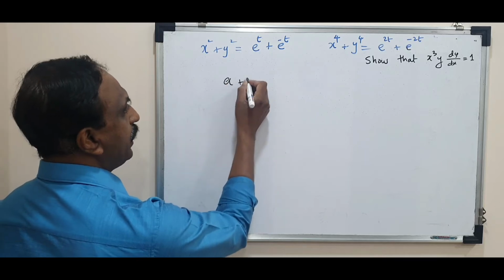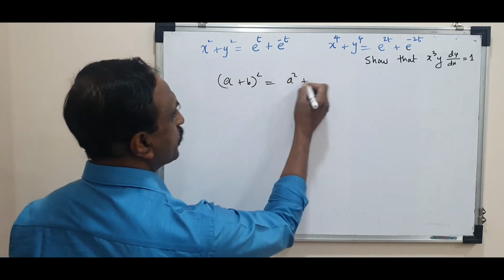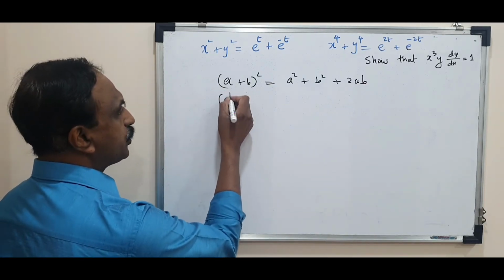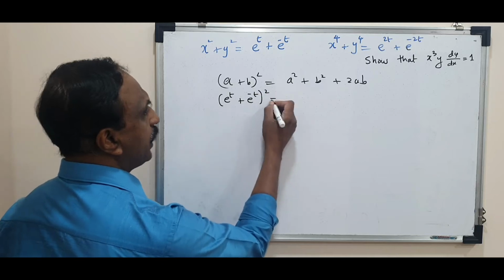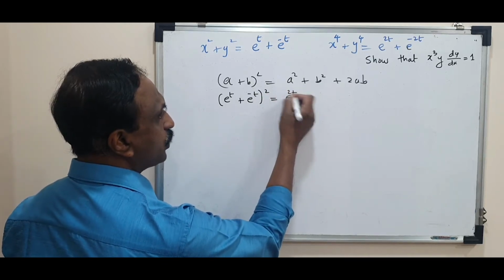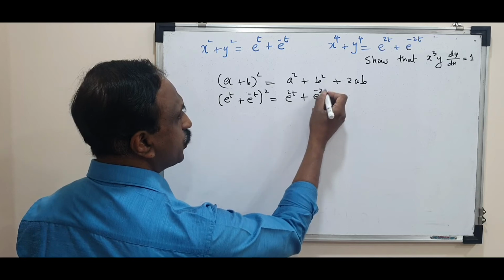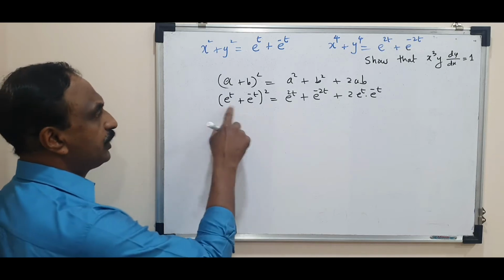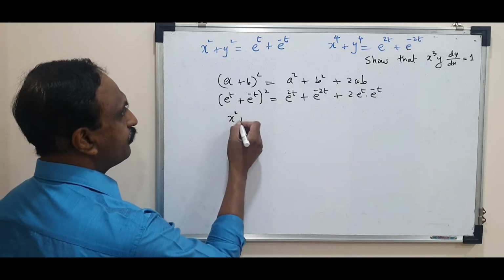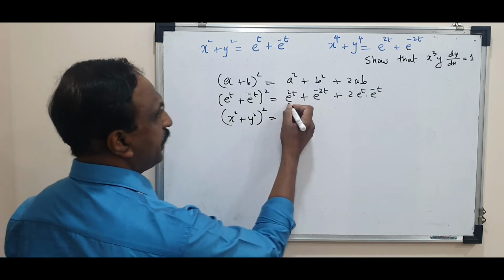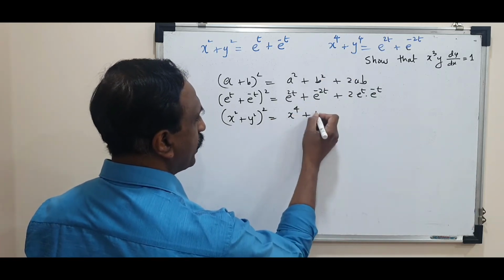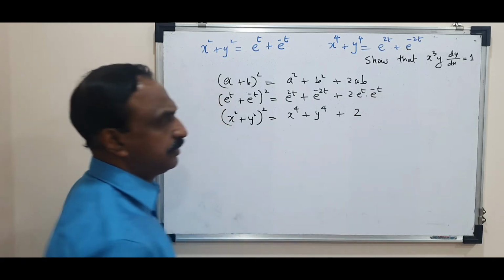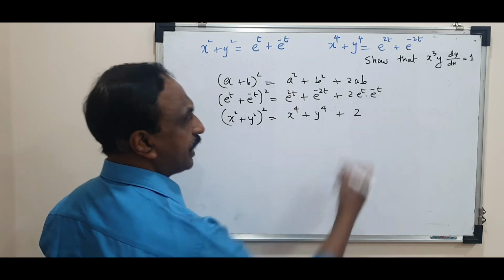So if I use the formula (a plus b) the whole square is a square plus b square plus 2ab, I can eliminate it. Instead of a, I put e raised to t and e raised to minus t. The whole square is e raised to t the whole square, so e raised to 2t, e raised to minus 2t, and 2 into e raised to t into e raised to minus t. Now this can be replaced by x square plus y square, and this can be replaced by x raised to 4 plus y raised to 4, and they both will get cancelled, so you will get 2. That is e raised to t into 1 upon e raised to t, they get cancelled.